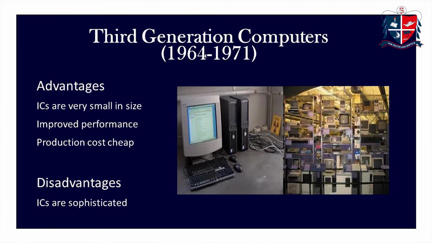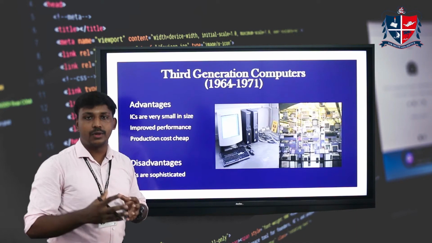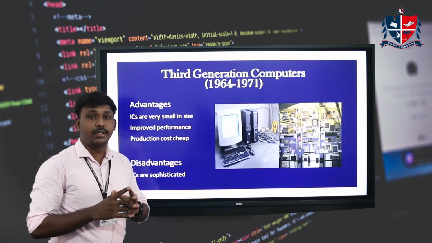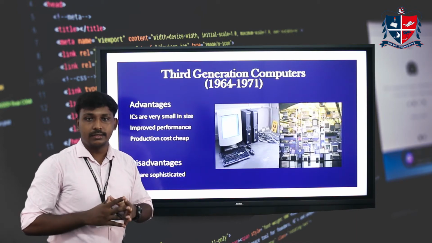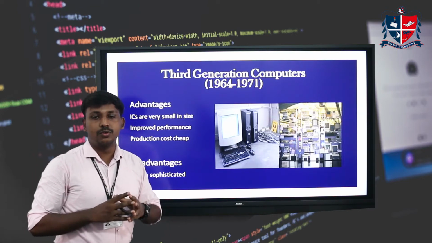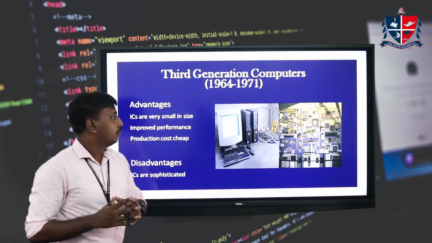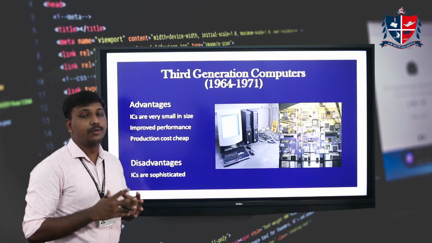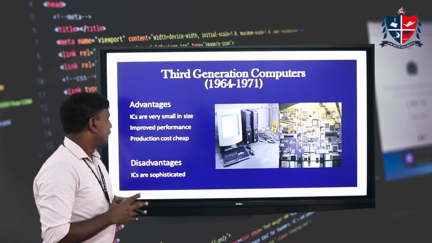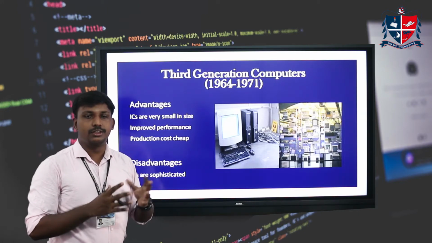Coming to the third generation, as you can see, this is almost similar to the current systems. Current systems means we now have user interfaces, GUI user interfaces. Users can run their own applications. Third generation computers were one of the miniature versions of the current systems. And the major advantage is that ICs are small in size. So the size of the machines decreased by using these ICs, and this improved the performance of the system. And on the production side, the cost was reduced tremendously since it is using ICs.